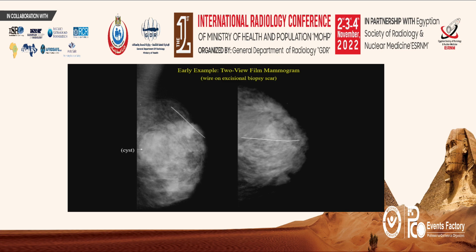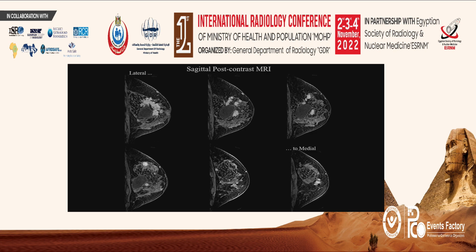I also labeled a round mass on the MLO view that is a cyst. So here is her MRI, and you can see on these slices that go from lateral to medial, that she has cancer surrounding the cyst in the lateral breast, and then medially also cancer, and in between there's a focus of cancer posterior centrally, which you can see right here.